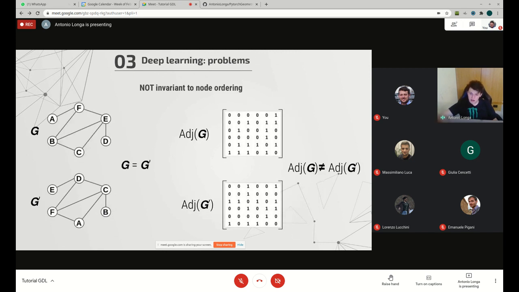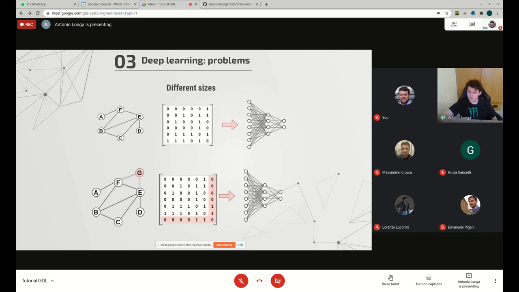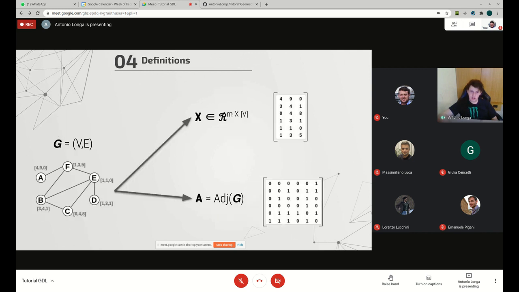And this is why we cannot use the well-known deep learning on images for graphs. And as I said, the motivation now is obvious. Not being invariant to node ordering, and also the different size, create huge problems.